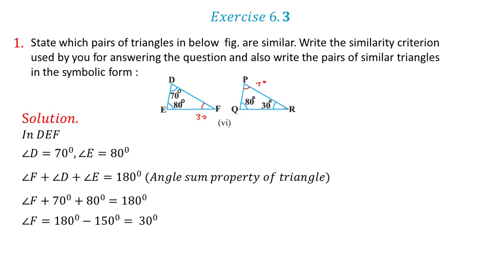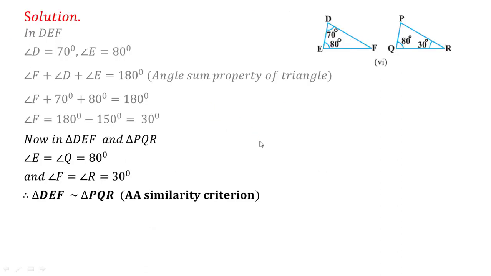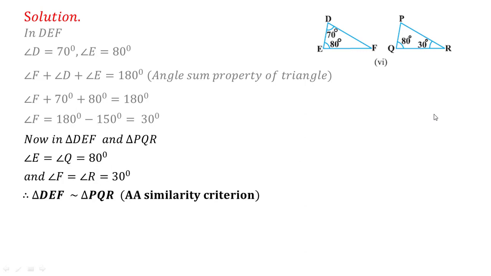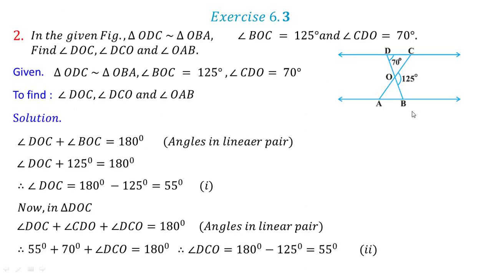So now these two triangles you can easily identify that they are similar by angle angle criteria. So two angles, that is angle E and Q, we have taken, they are 80 degree, 80 degree, and angle F and angle R, they are each 30 degree, so they are similar, right? So this is how you can identify whether two triangles are similar or not. Now once you understand how to check the similarity criteria, let us see some other questions.